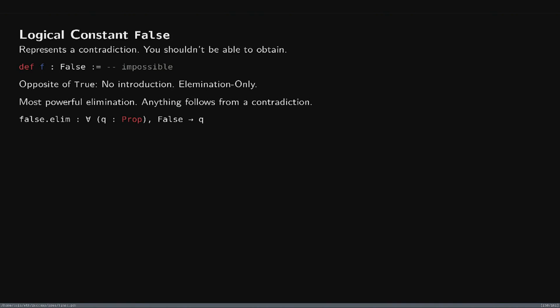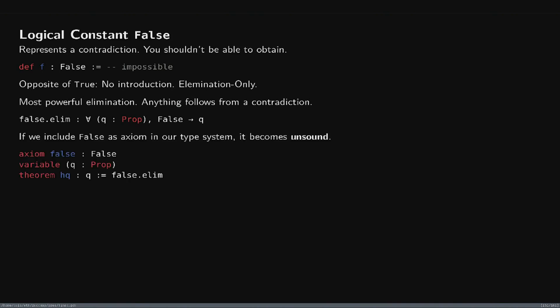You might have seen this in the Disc Math lecture, where we've tried to introduce false as an axiom in our system, and then our system becomes unsound, where we can just prove arbitrary statements out of nowhere. So this means you should never introduce false as an axiom, because it makes your logical system unsound.